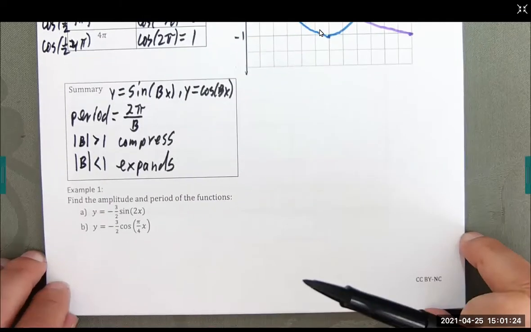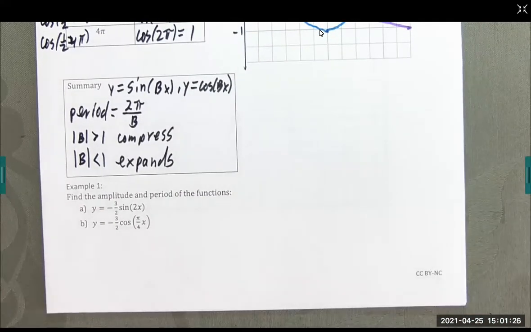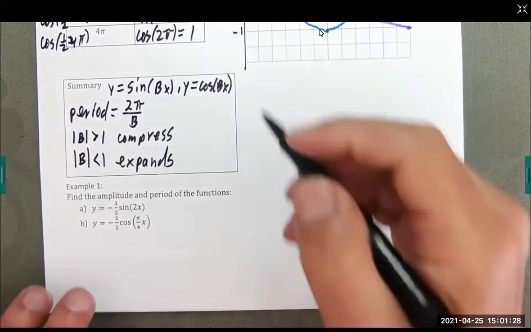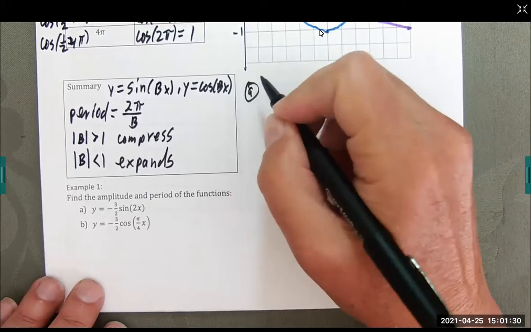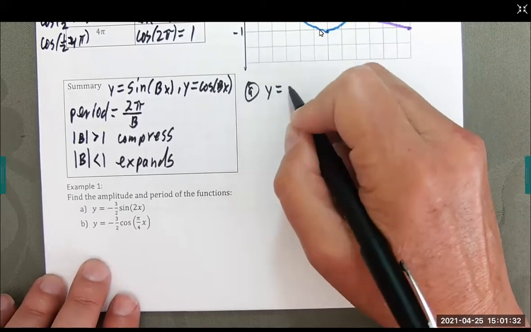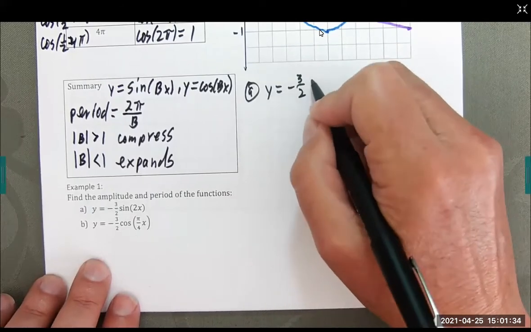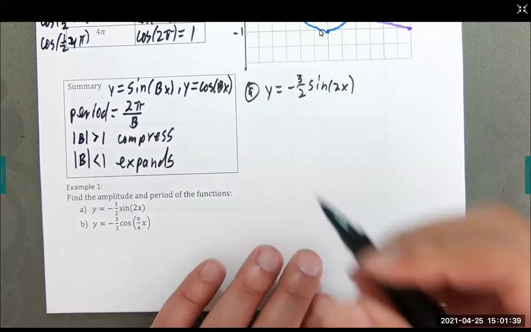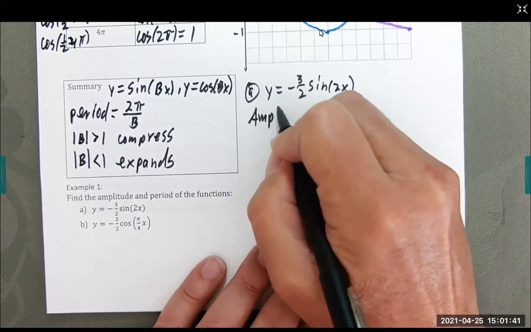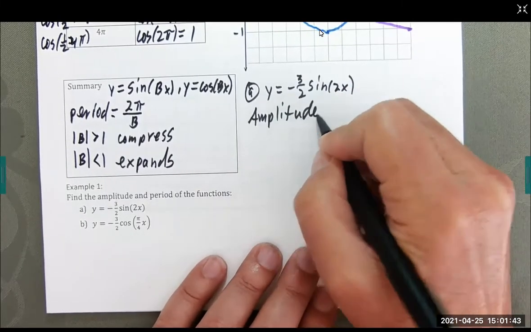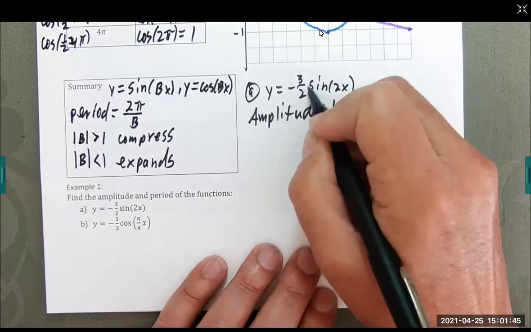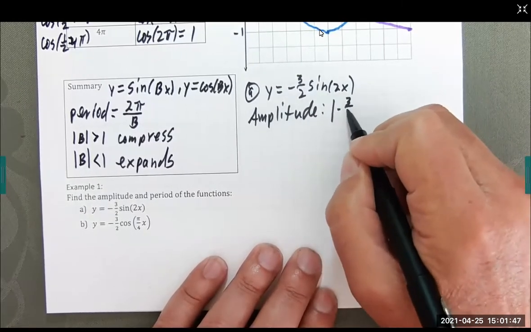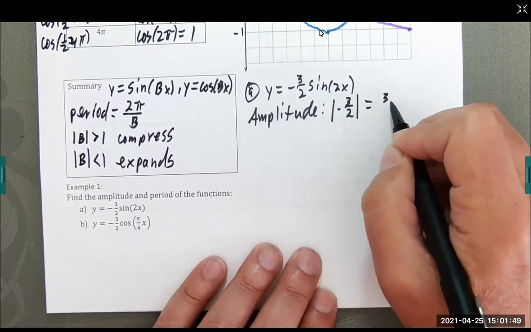So we have an example here. Part A says, find the amplitude and period of the function. So let's start here for part A. Y equals -3/2 the sine of 2x. The amplitude is the absolute value of the number in front, which is just 3/2.